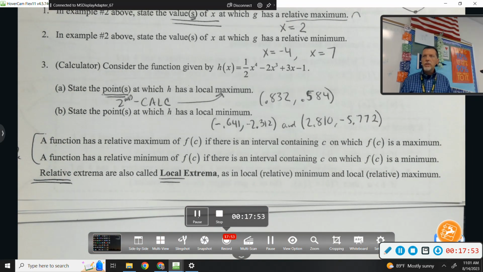Like, locally, I'm at the top of my mountain, even though there's a bigger mountain over there and a smaller mountain over there. Locally, I'm at the top of a mountain. So you can have a local min or a local max.